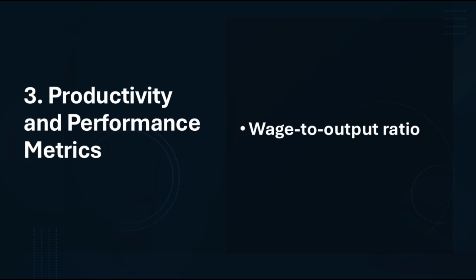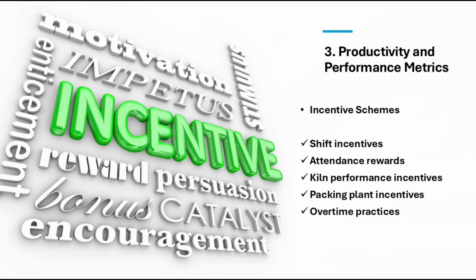Wage to output ratio. Compare the overall wage cost against total cement production to assess labor cost per ton of cement produced. This helps determine whether compensation growth is aligned with operational productivity and industry competitiveness. Incentive schemes. Review productivity linked incentive structures such as shift incentives, attendance rewards, skill performance incentives, packing plant incentives, and overtime practices. Well designed incentive schemes encourage high efficiency, discipline, safety, and production consistency.